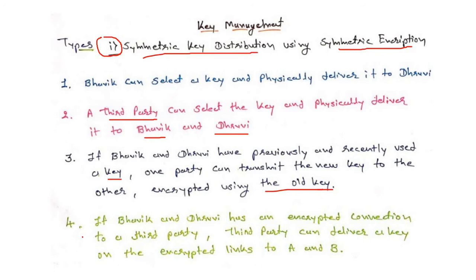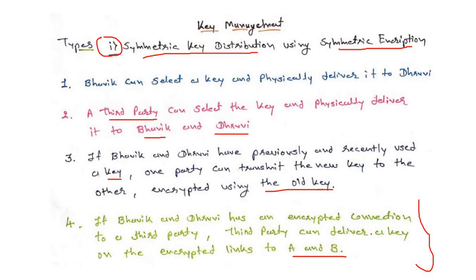And the last case, case number 4, is if Bhavik and Dhruvi have an encrypted connection to a third party, the third party can deliver a key on the encrypted links to A and B. It looks like I am hiring one watchman who will handle the key and lock. Whenever we go outside, the watchman will put the lock on the house, and whenever one of our 2 members comes first, the watchman will open the lock. Get it? That is our case number 4. A third party can deliver a key on the encrypted links to A and B. Same thing, this type of functionality we can implement in network security.